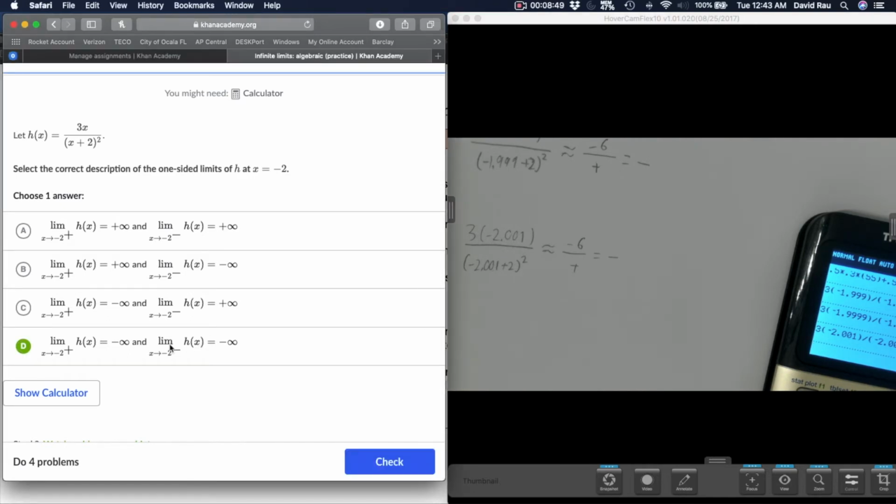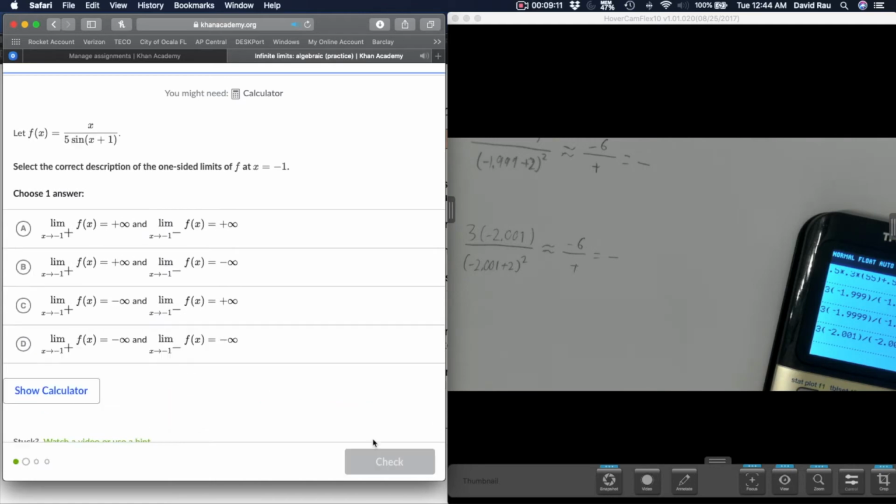Only answer choice D. Now again, specifically, here's the wording, I'll say it for you, and then I'll move through a little more quickly. This says the limit as you approach negative 2 from the right approaches negative infinity. This says the limit as you approach negative 2 from the left approaches negative infinity. So just be aware of that. So let's move a little more quickly.